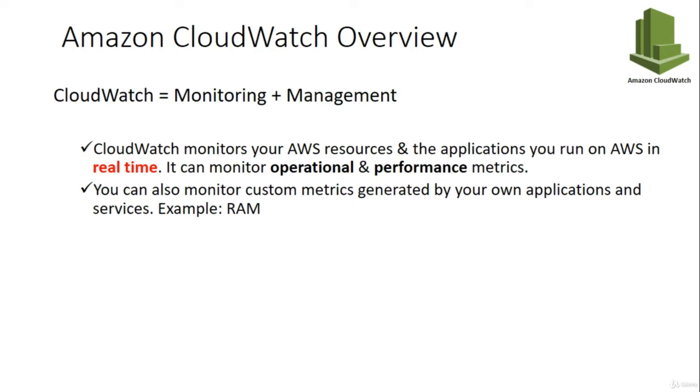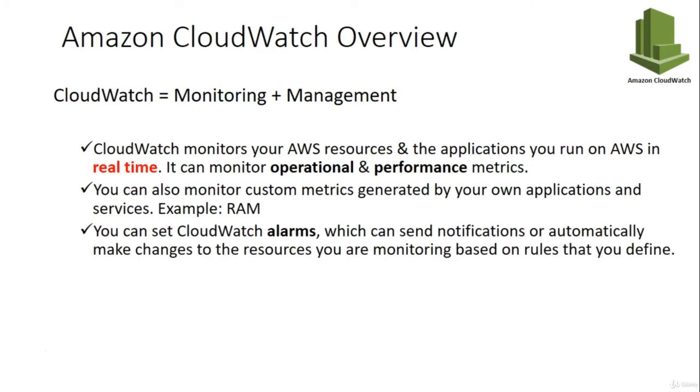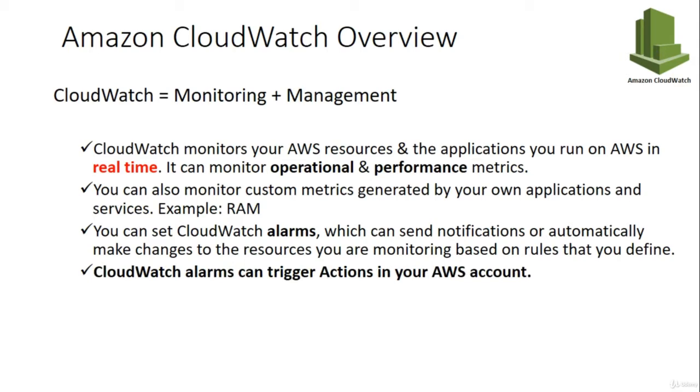So say for example, there are some metrics which are not supported by default by CloudWatch, for example, memory usage or RAM. So you can define custom metrics for RAM, and you can monitor it through custom metrics under CloudWatch. You can set CloudWatch alarms which can send notifications or automatically make changes to the resources you are monitoring based on rules that you define. CloudWatch alarms can trigger actions in your AWS account. For example, you want an email to be triggered when your AWS bill is greater than $100.